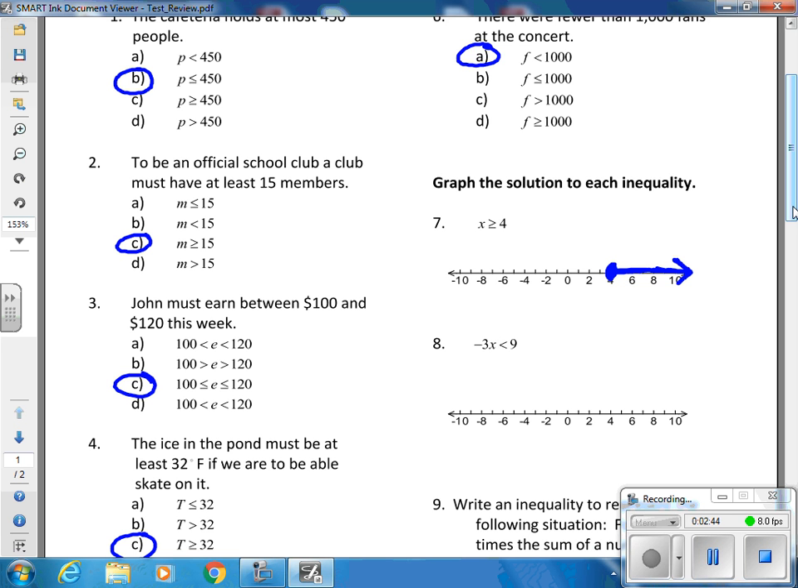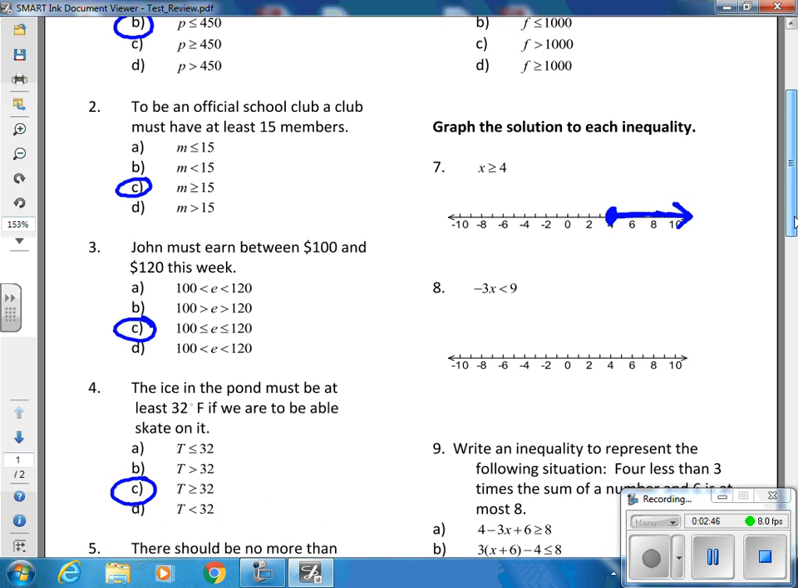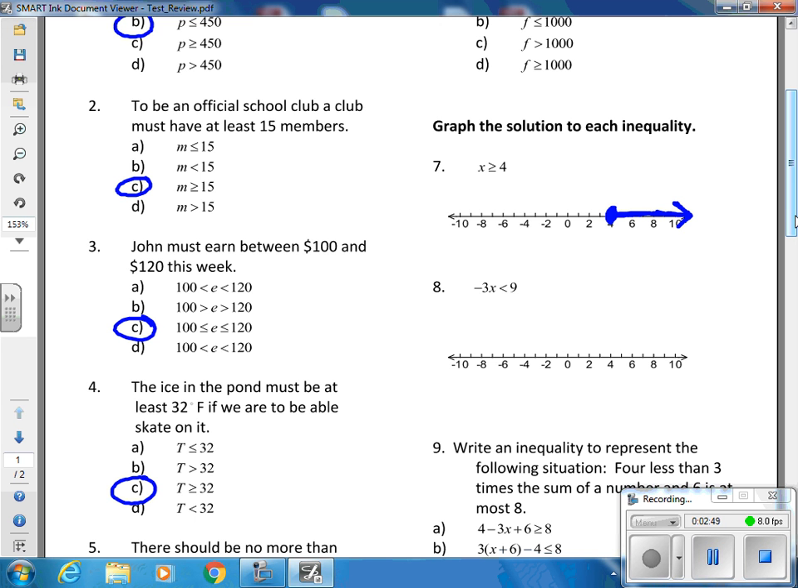All right, for number 8, you'll notice the X is not by itself, so you have to solve it first. Right? This is a one-step inequality. So when we divide by -3, remember that if you multiply or divide by a negative number, you have to flip the inequality sign. So the answer is X is greater than -3. Right? Because it does not have a piece of the equal bar, that means the circle is going to be open. So -3 is between -2 and -4 right here. So make an open circle. And then greater than that would be everything to the right of that number. Okay, so that's what that one would look like.